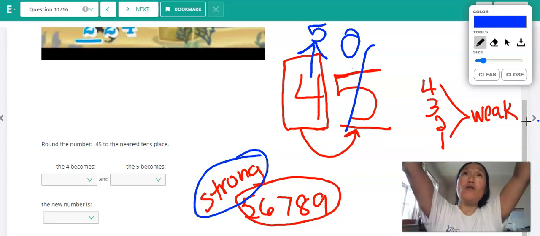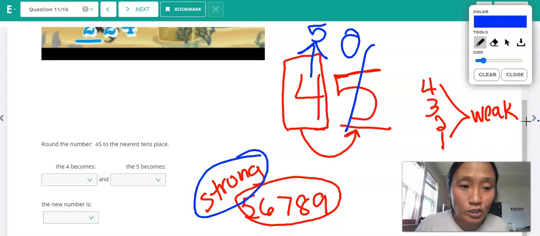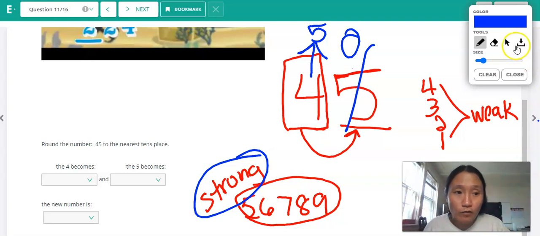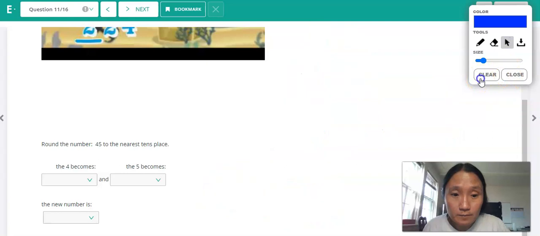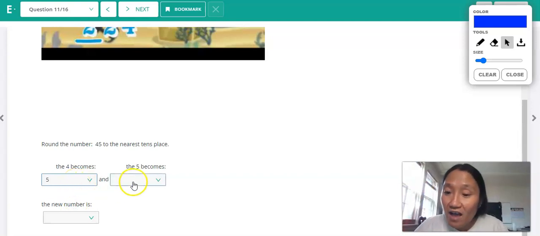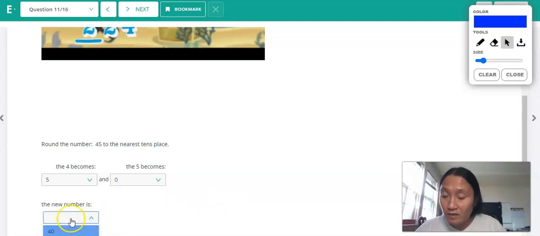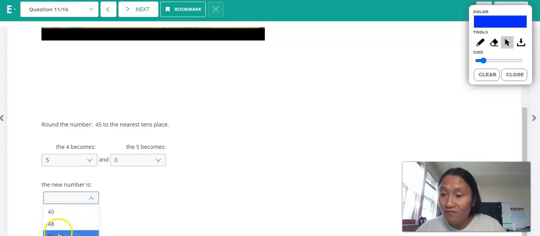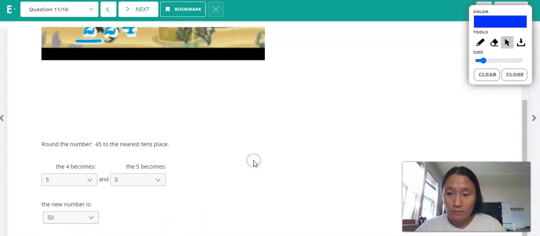So it pushes 4 up, because that's the number that has to change, and then it leaves and walks away. Okay? So then, if you're looking at this, you're going to say, well, 4 is going to change, and it'll become a 5. Because the 5 is strong, it's going to push it. And then 5 leaves and becomes nothing. It goes away. So my new number then becomes 50, which is down here. And then I submit and go on about my business.